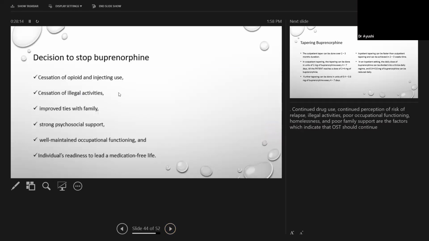Then the decision to stop buprenorphine is taken when there is cessation of opioid and injecting use, cessation of illegal activities, improved relationships with the family, strong psychosocial support, well-maintained occupational functioning, and the individual's readiness to lead a medicine-free life.